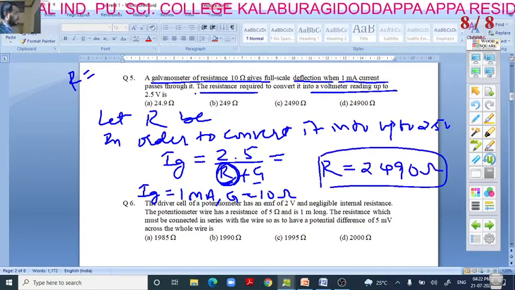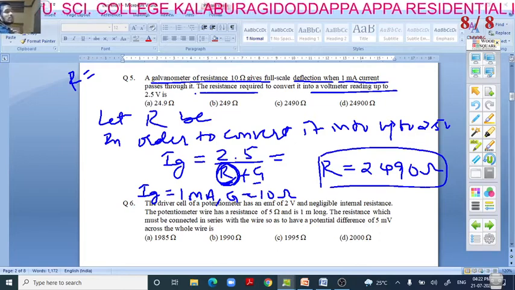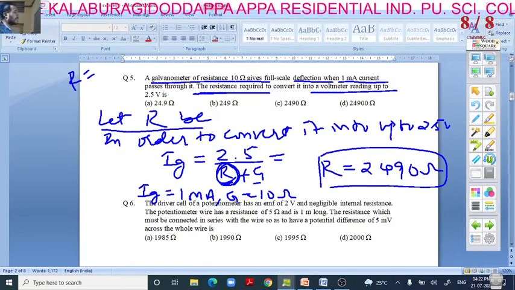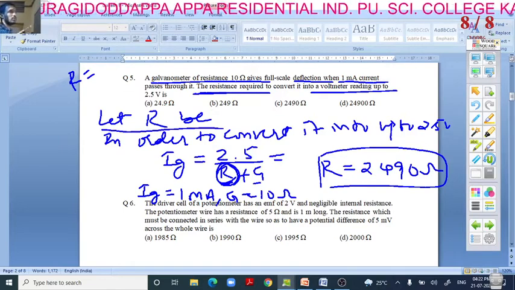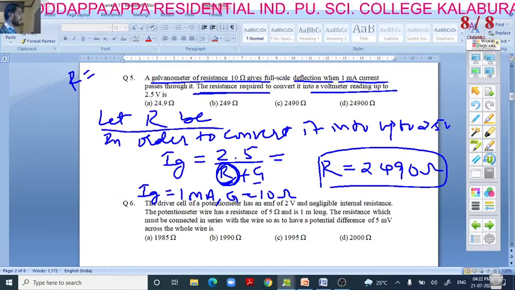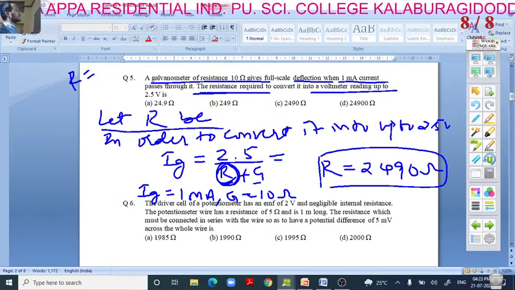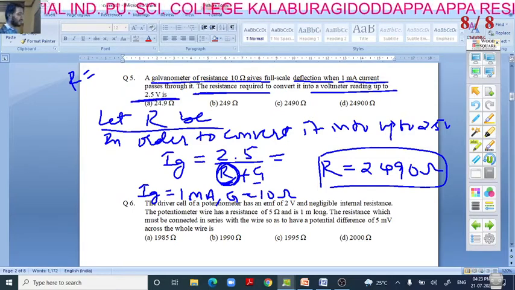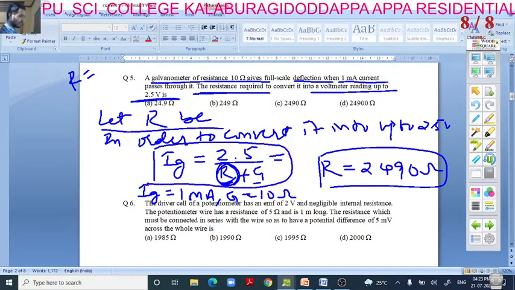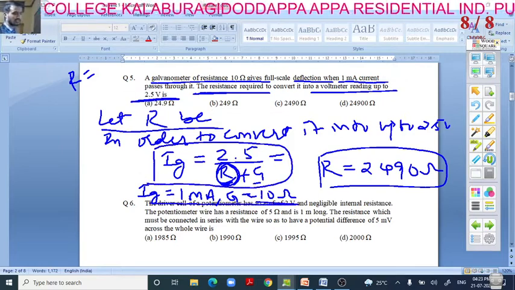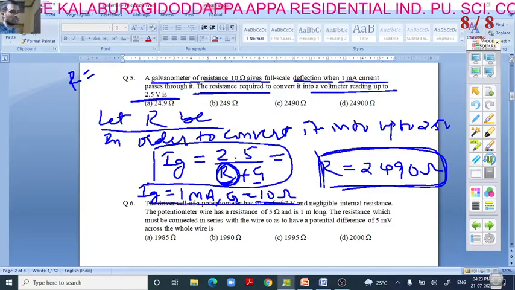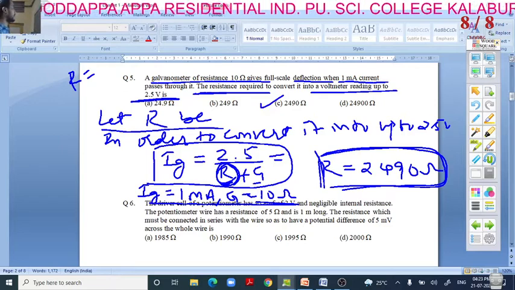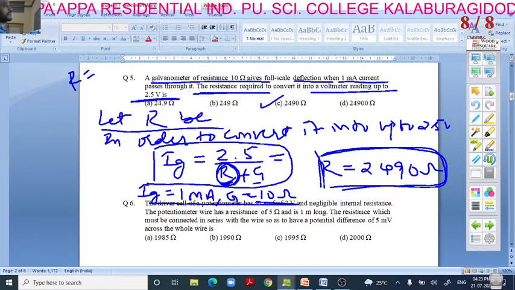Simple it is. He is asking to find the resistance required to convert it into a voltmeter. So let R be the resistance to convert it into voltmeter reading. In order to convert it into a voltmeter up to 2.5 volt, we have this formula. With the help of this formula and the given data, we get R equal to this. So our option is 2490 ohm, option C. Next question.